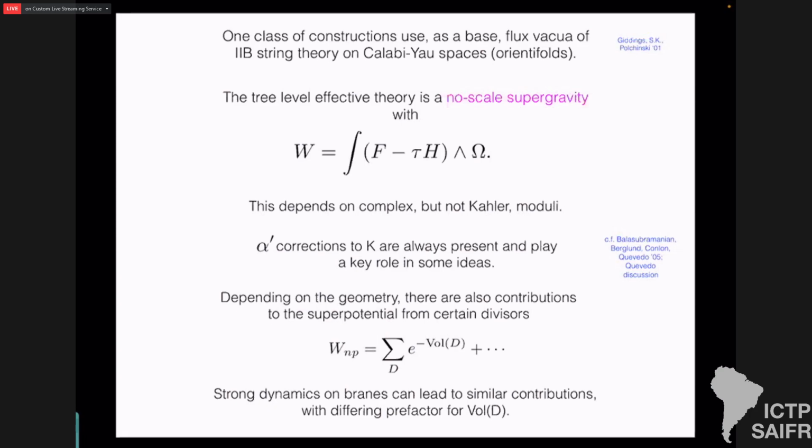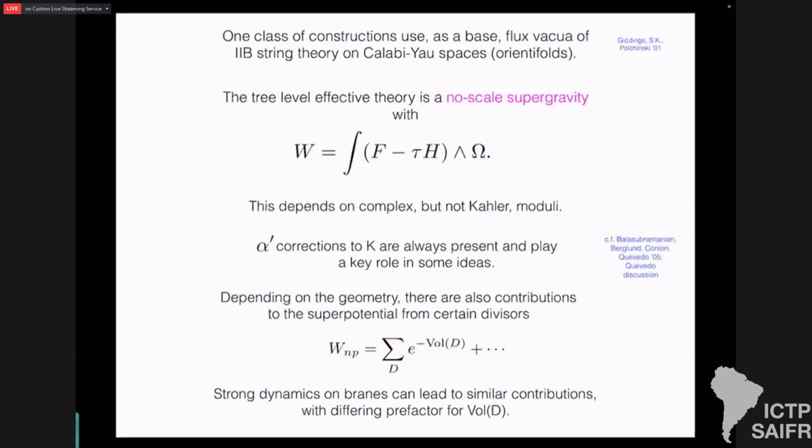The low energy effective theory also has a Kähler potential, as any N=1 theory would. We wrote it down in this paper I cite. And with alpha prime corrections, that Kähler potential will always be present. They play a key role in some ideas that build de Sitter vacua along these lines, and Fernando will talk about that. Now, depending on the geometry, beyond this no-scale superpotential of the classical supergravity, there can also be contributions to the superpotential coming from Euclidean branes wrapping certain divisors in the space.